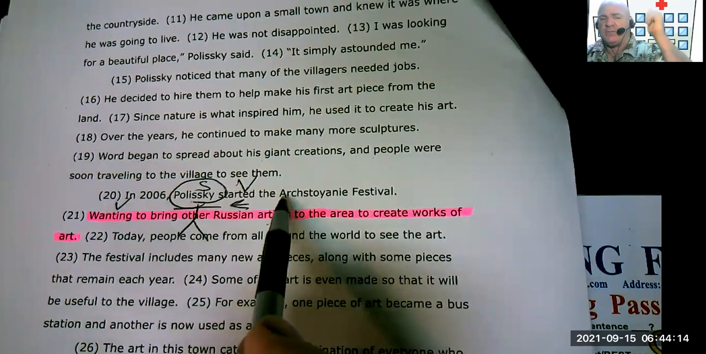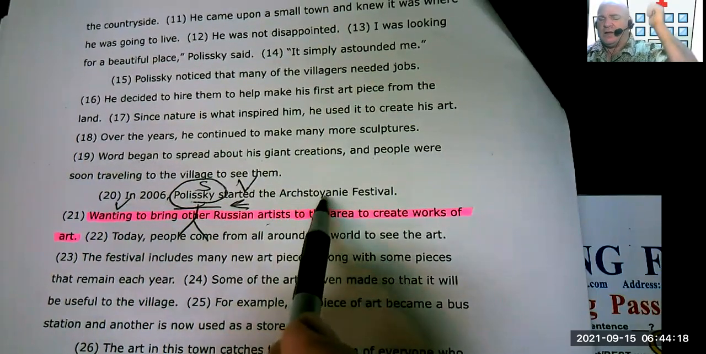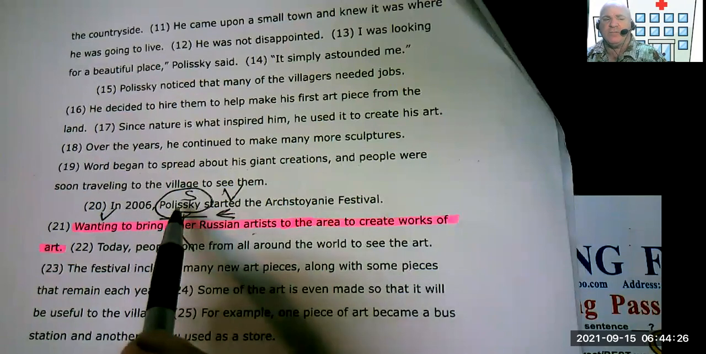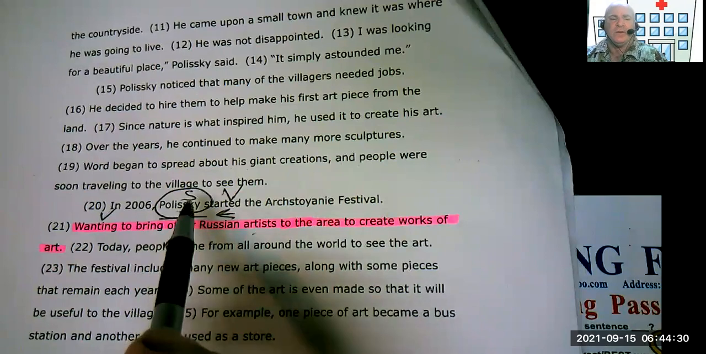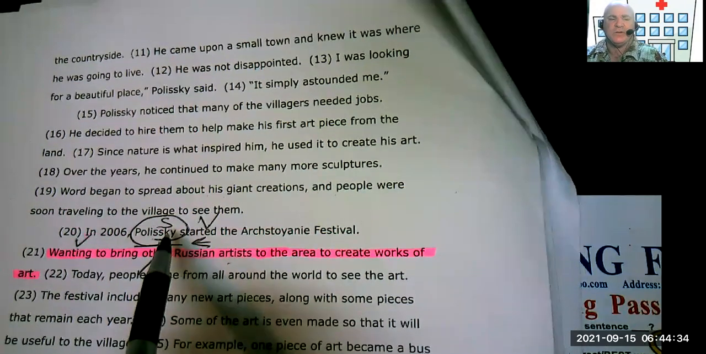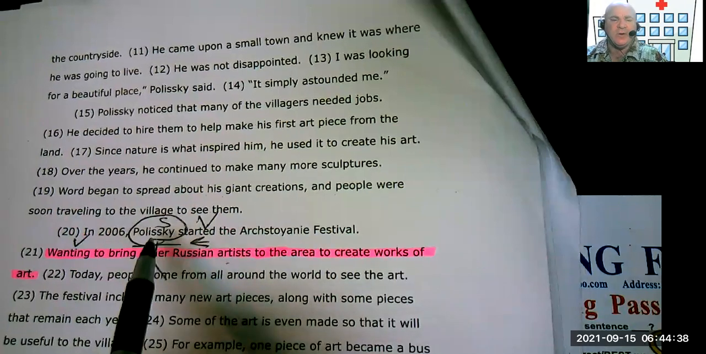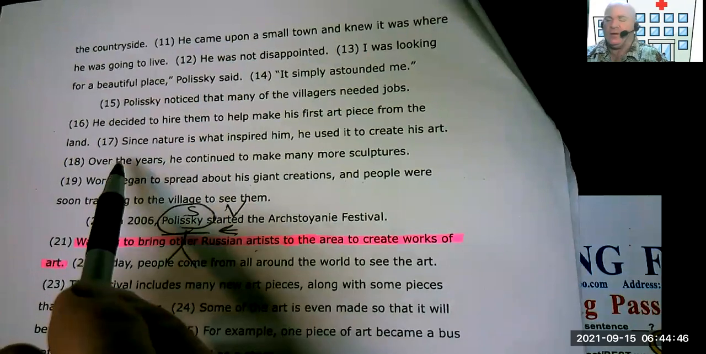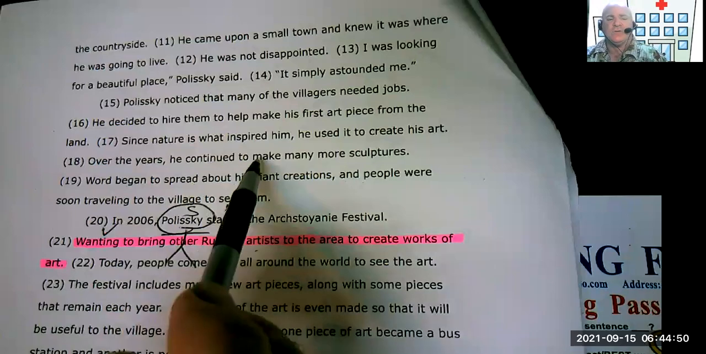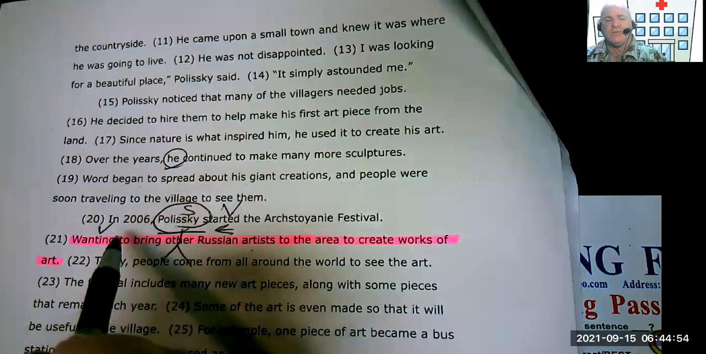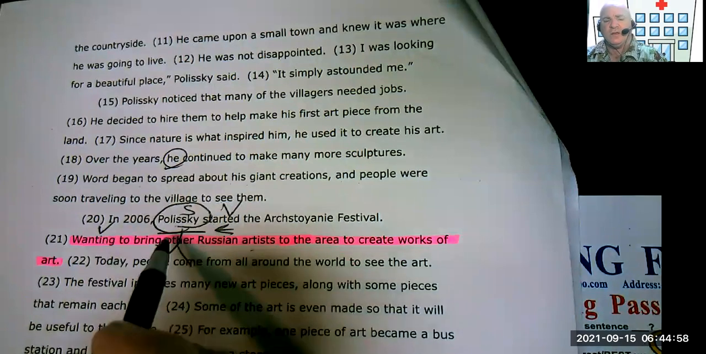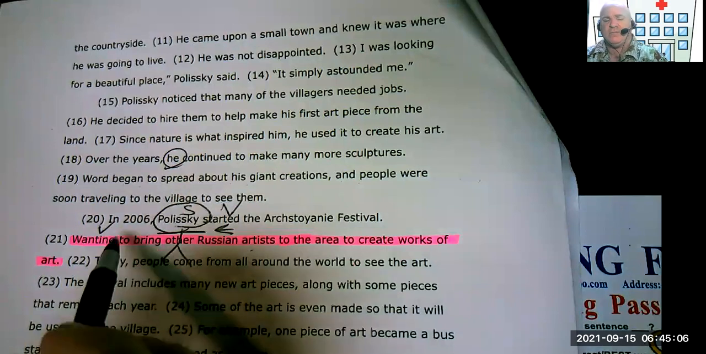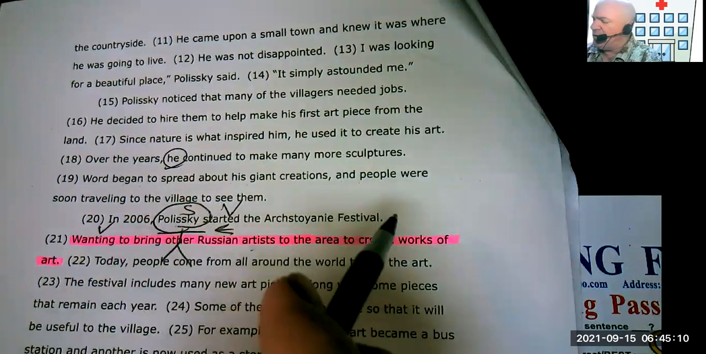Polisky started the Capital Arch Stoyani Capital Festival, period. So I've got to figure out, because we don't want to use his name twice because that would be repetition, working backwards, is this Polisky person a man or a woman, a male or a female? I only had to go back two sentences. Sentence 18 says, over the years, he, Polisky, continued to make many more sculptures. So I know it's a guy. Instead of repeating his name two sentences in a row, tell your students, once you know who the noun is, which pronoun would be appropriate. We would use he at the beginning of a sentence and him in the back of the verb. So that's what we're going to be looking for.